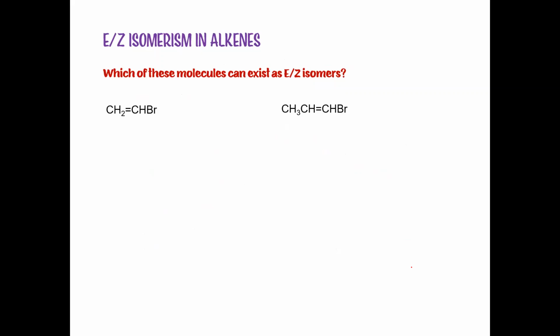Okay, so for this one we want to see which one can exist as EZ isomers. First we're going to draw it out. So C carbons, we have two H's on the first carbon. We have an H and a Br on the second. Two H's on one side, these are the same. So you can't have lower or higher priority because they're going to be exactly the same. So this one cannot have EZ.